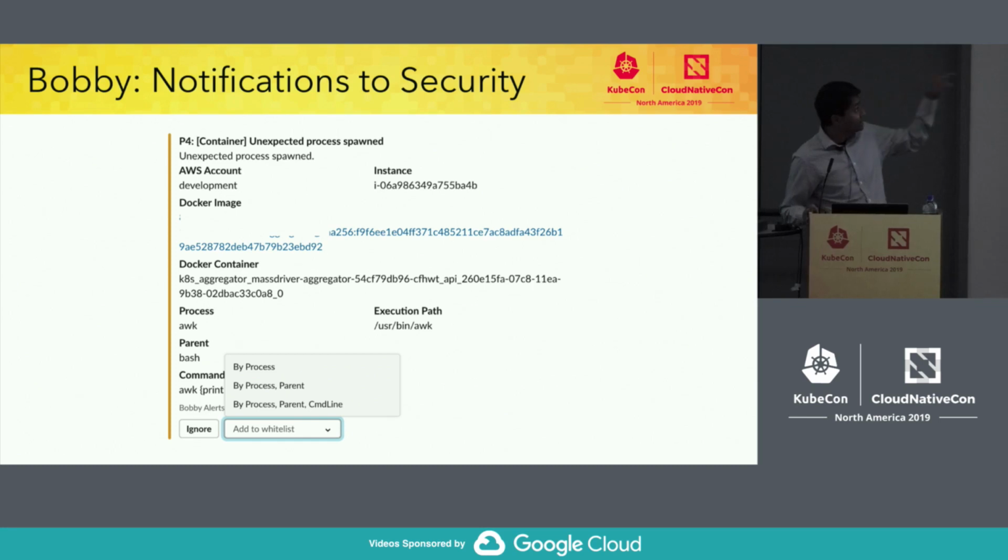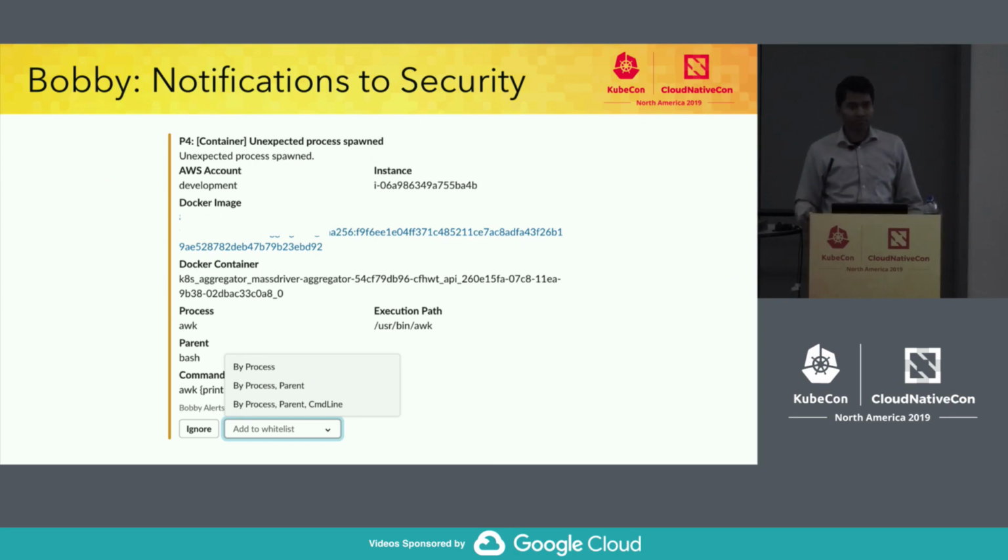For example, even for an unexpected process being spawned, we narrowed down to one alert in a day, because we trained our system so much during the development phase that every time something happened, we went in and whitelisted it. And that's when our system was completely stabilized.